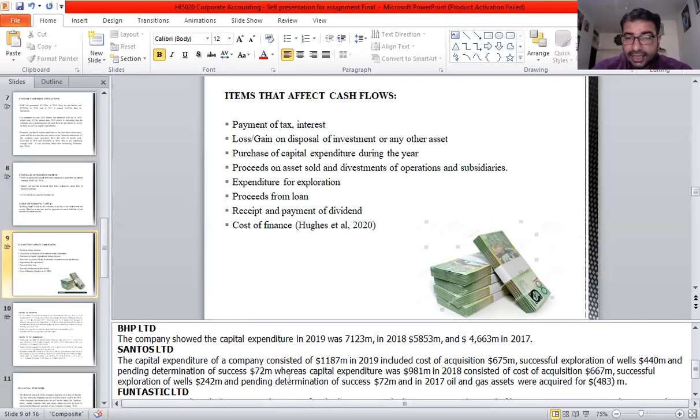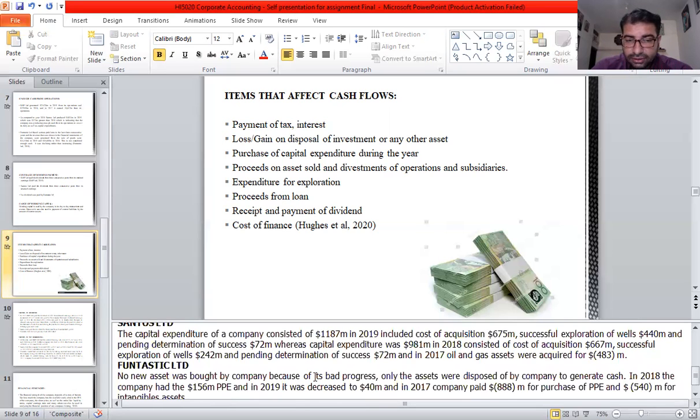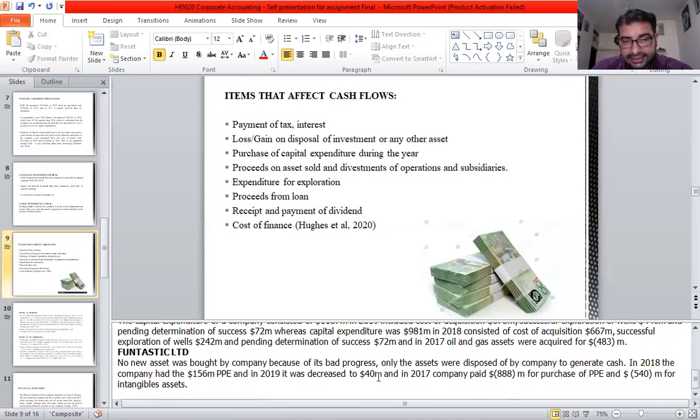For Santos, it was 1,187 million in 2019, which included the cost of acquisition of 675 million, successful exploration wells of 440 million, and pending determination of success of 72 million, whereas the capital expenditure was 981 million in 2018, which consisted of the cost of acquisition as well. So these were all the costs as we can see here.